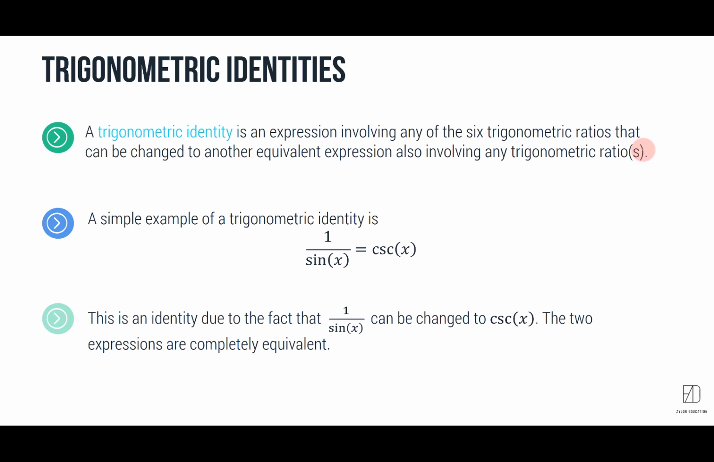Probably a more simple one that you would recognize is this one here. You'll recall that cosecant is just the reciprocal of sine. So this here is an identity because cosecant x can be changed into 1 over sine x. So both the left side and the right side are equivalent.